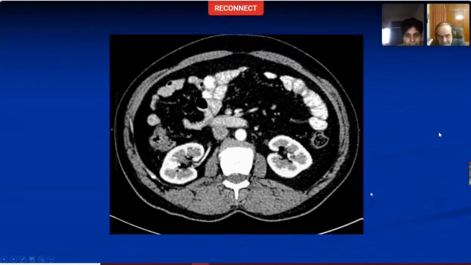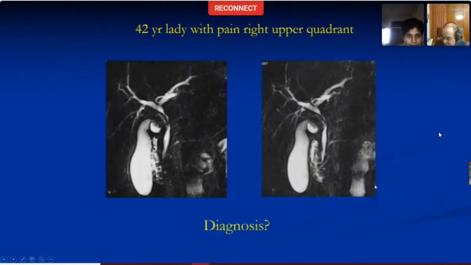Okay, let's move on to seeing the next case. This is a 42-year-old lady with pain right upper quadrant. Diagnosis? These are magnetic resonance cholangiopancreatography images. There is a filling defect in the gallbladder neck, which is compressing the common hepatic duct.